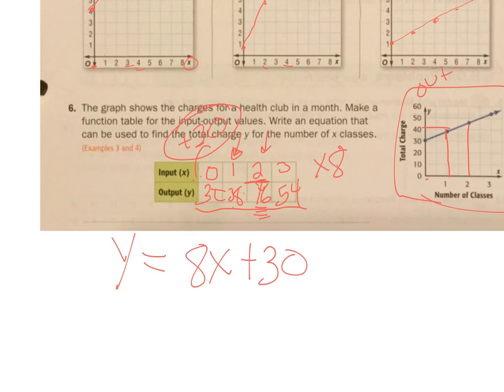Let's see if that works for the first one. If I put 0 in here, 8 times 0 is 0, plus 30 is 30. So if I have x as 0, my y output will be 30. Okay? A little bit tricky, hard to read the graph. So let me know if you have any questions.